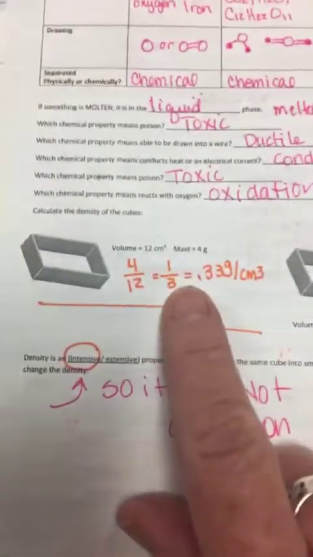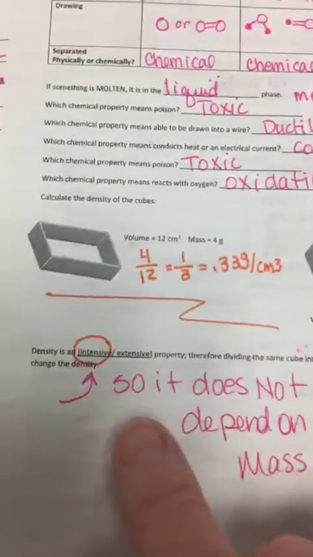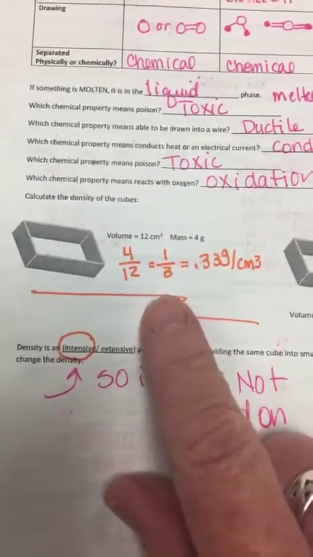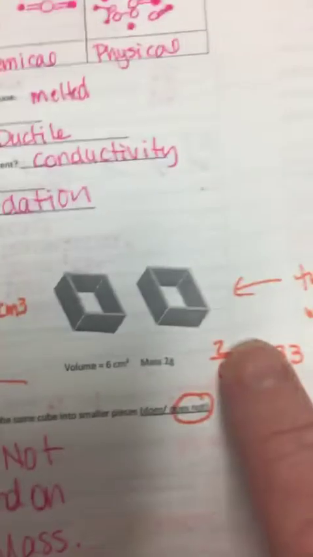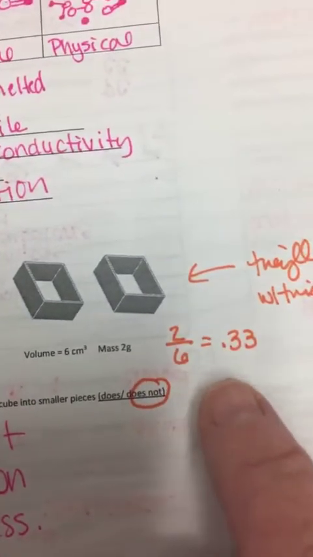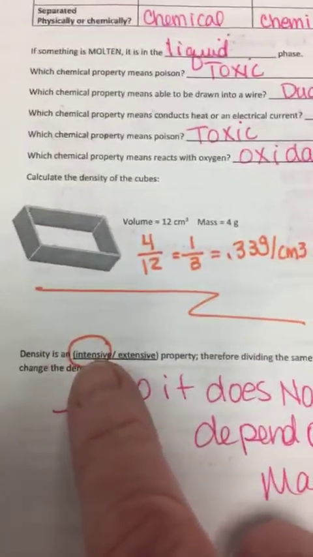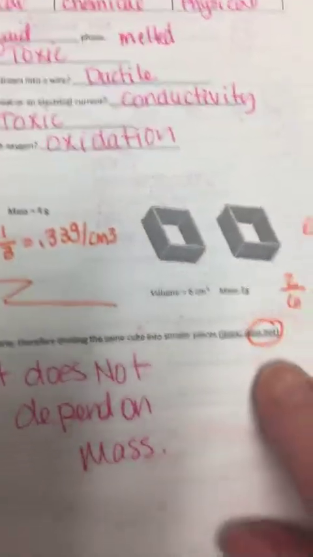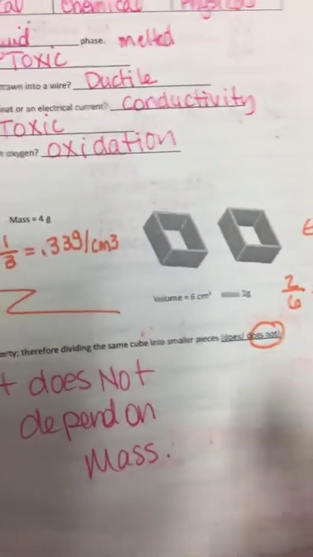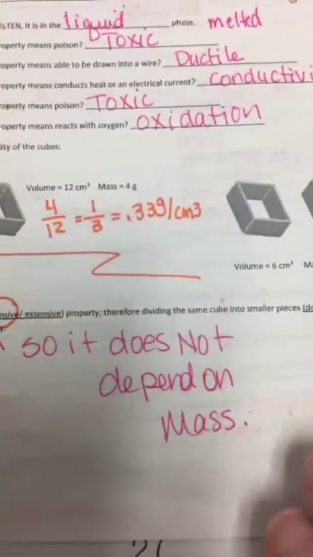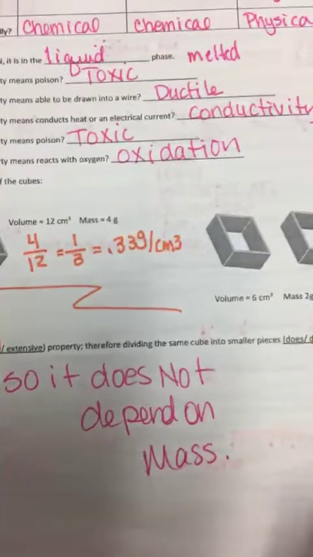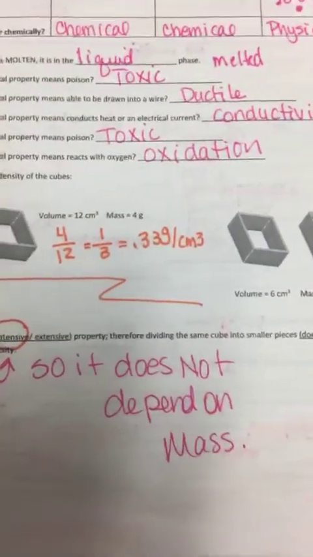Okay, if I have a cube with a density of 0.33 and I break it into two smaller cubes, still going to have the same density because density is intensive, so it does not change. Density doesn't change just because you have smaller pieces or bigger pieces. It does not depend on mass. Okay, so this is for your test.